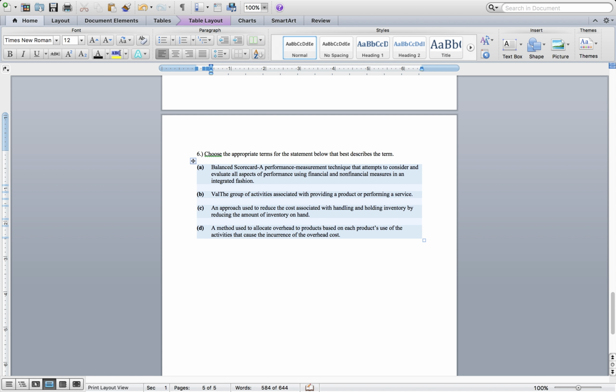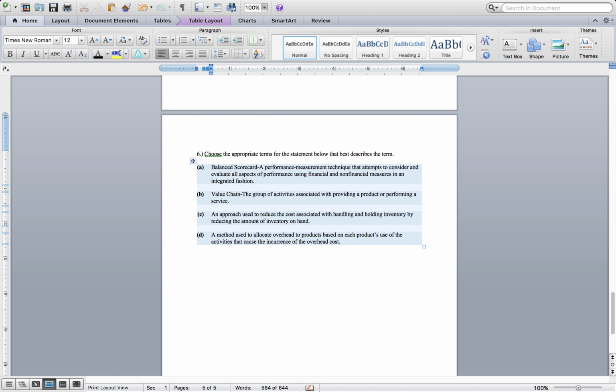Okay, next part says, we have activities providing a product or service. That's going to be the value chain. Remember, companies are always aware of the value chain. Everything they do has to add value to the product, to the service. Again, reduce the cost associated with handling inventory. That's going to be just-in-time inventory.